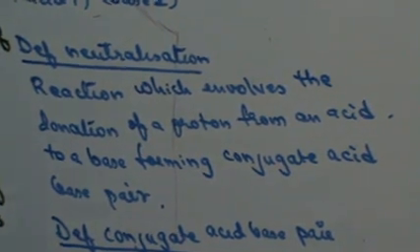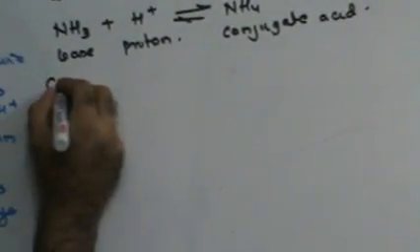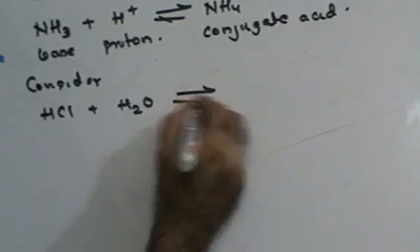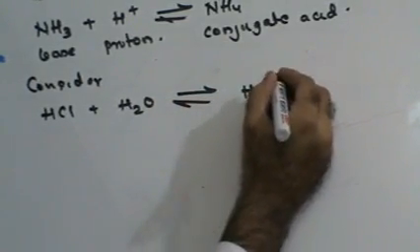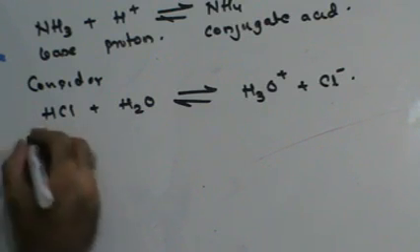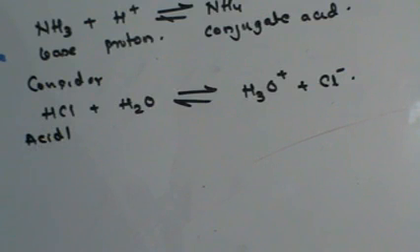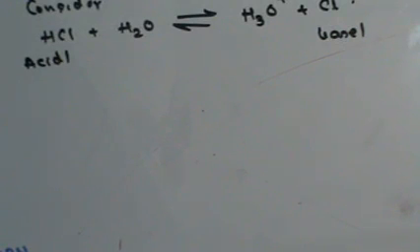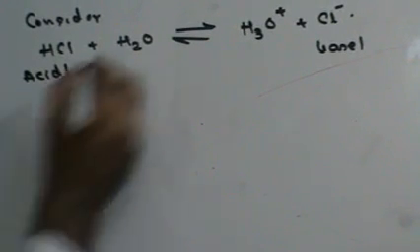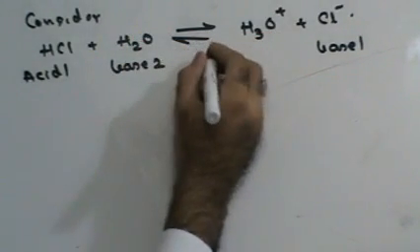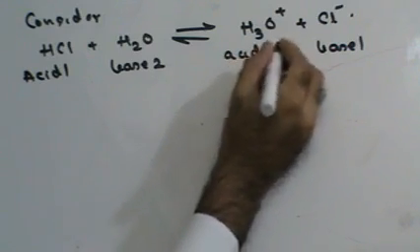Now let us consider some more reactions. HCl reacts with water to give you hydronium ions plus chloride ions. We've already done this reaction. In this case, HCl is the acid, so we will call this acid 1. It is going to lose a hydrogen to form chloride ions, therefore this is going to be called base 1. Similarly, water is base 2. It is going to accept a proton and form hydronium ions. Therefore, this will be called acid 2.